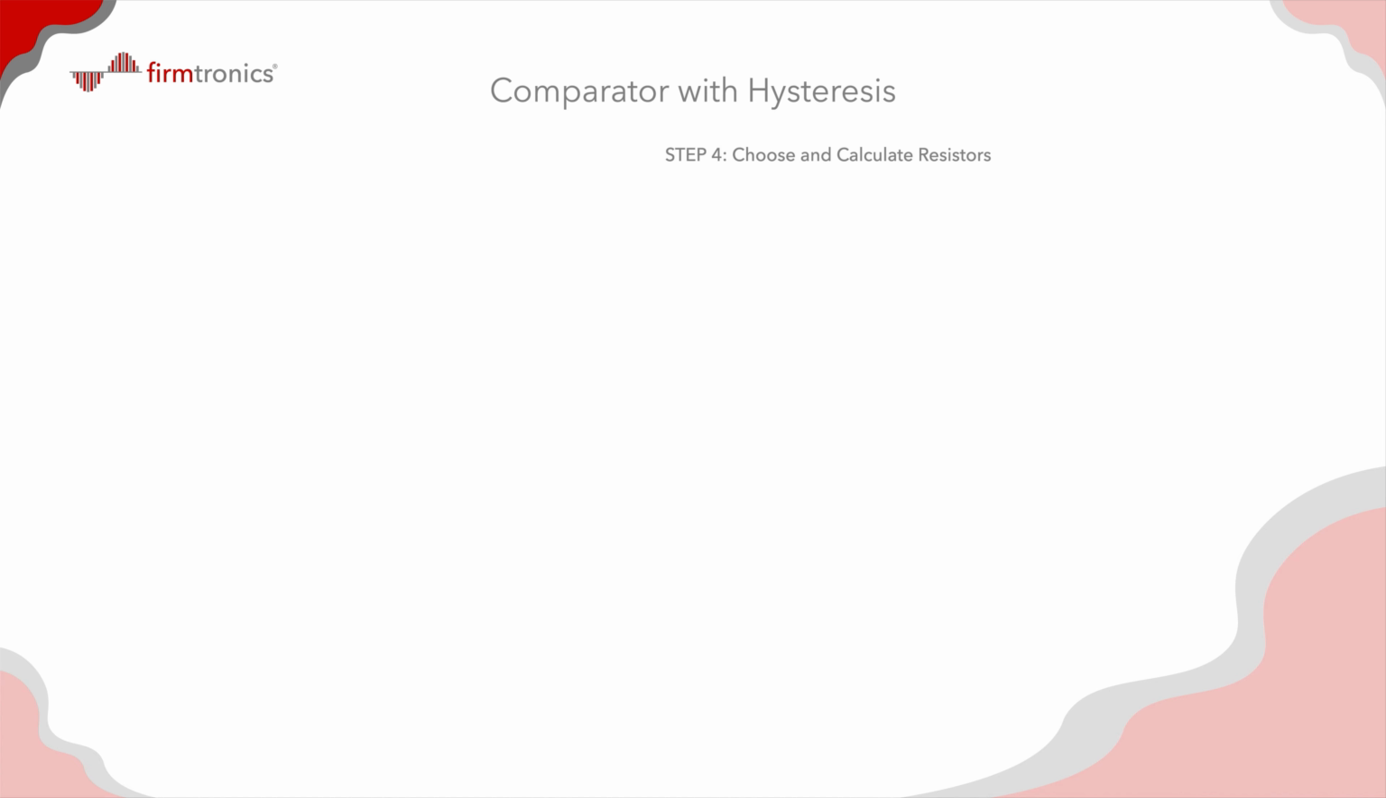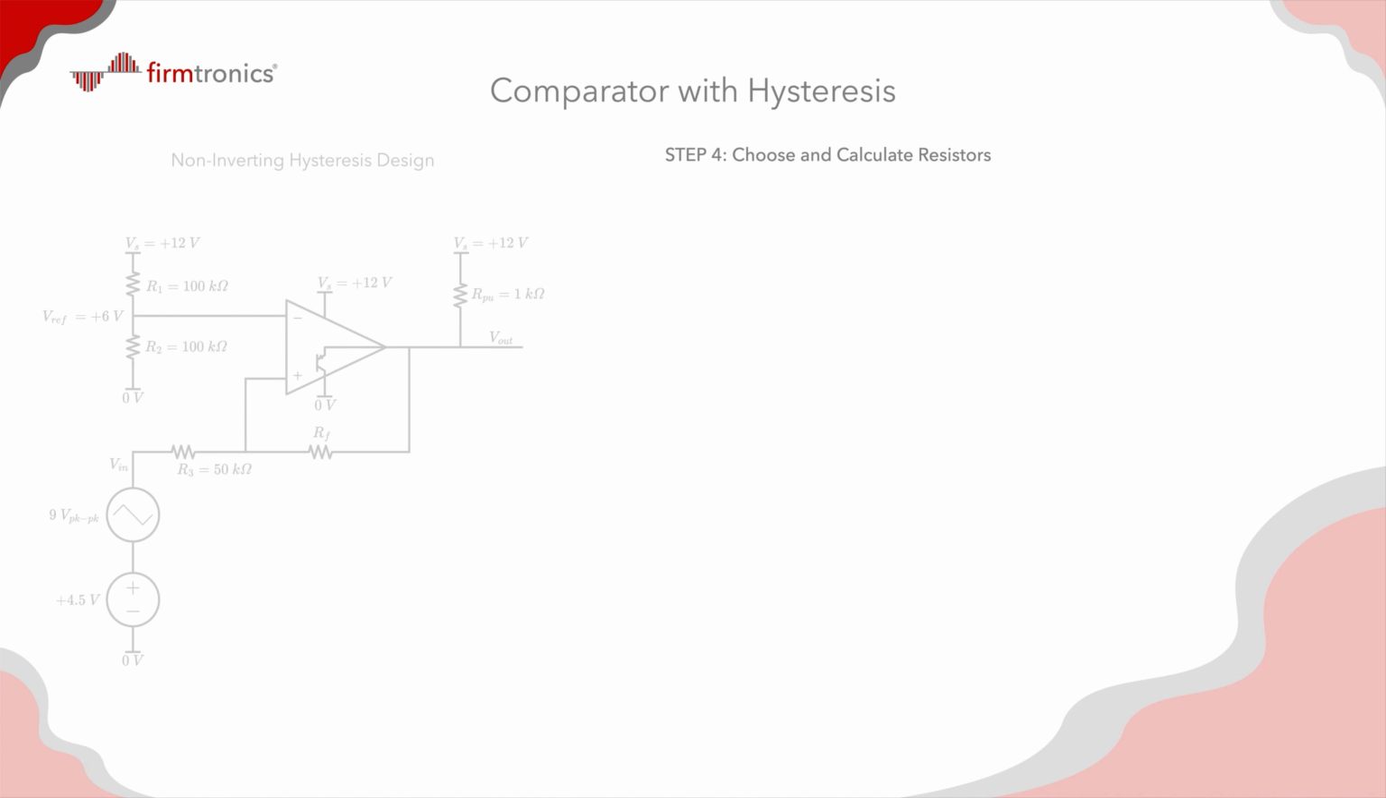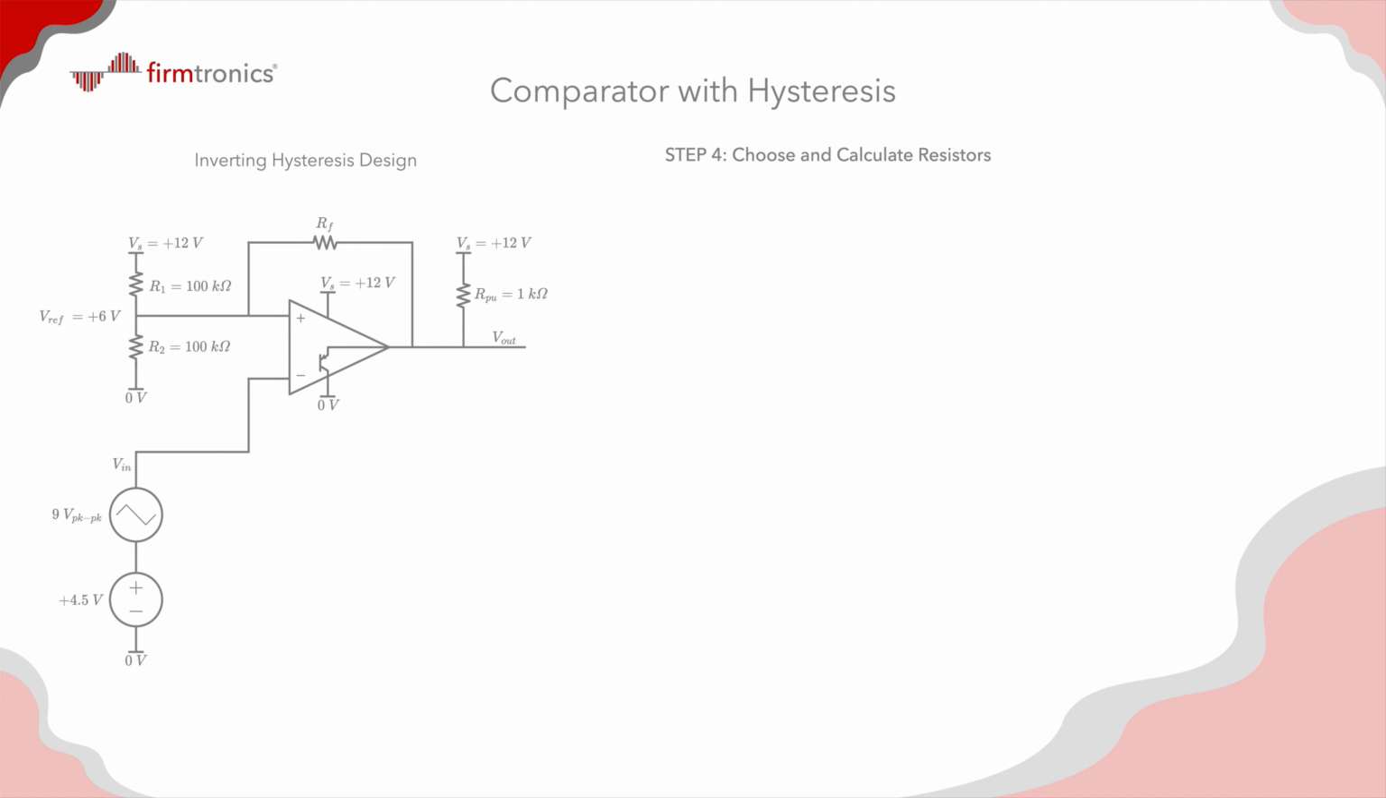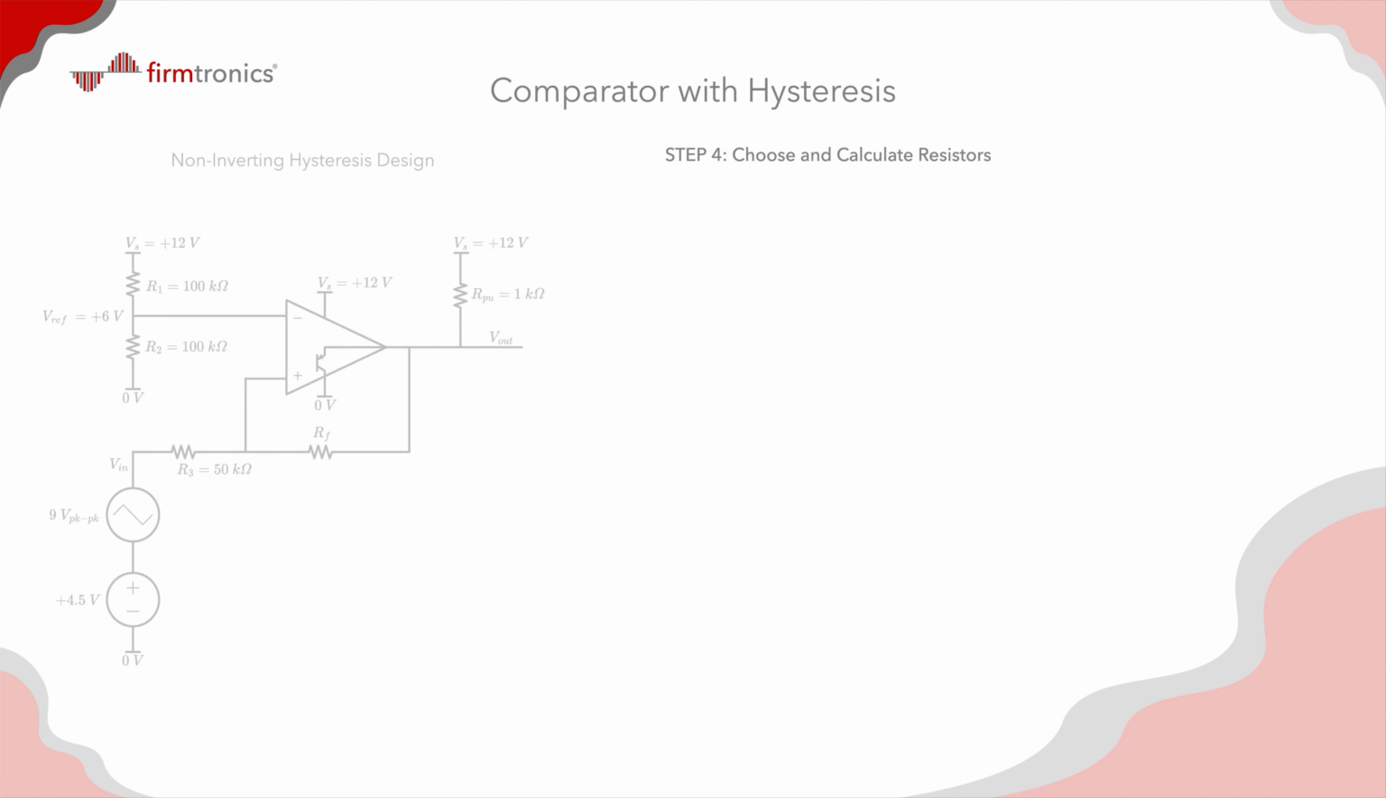Step 4. Choose and calculate the resistors. We will now derive the equations for the non-inverting and inverting hysteresis designs so that we can easily calculate the positive feedback resistor value to implement the hysteresis bands. If we are using symmetrical bands around the midpoint of the single supply, then only one formula is required. R sub 3 can be chosen to be any arbitrary value in the low kiloohms range.